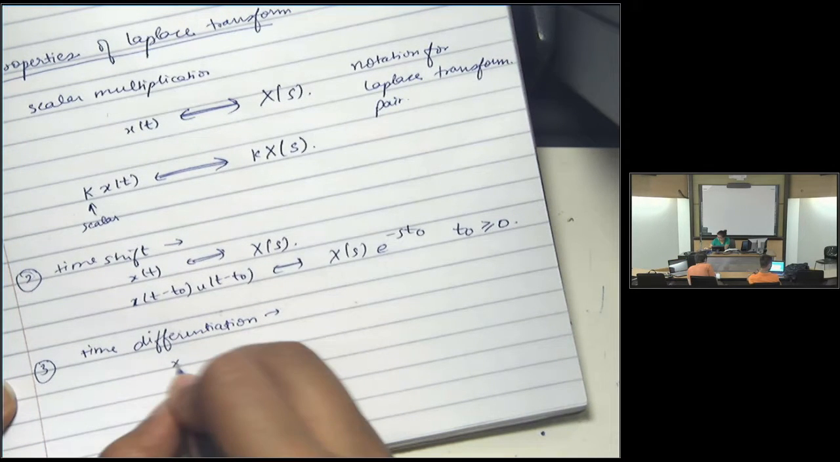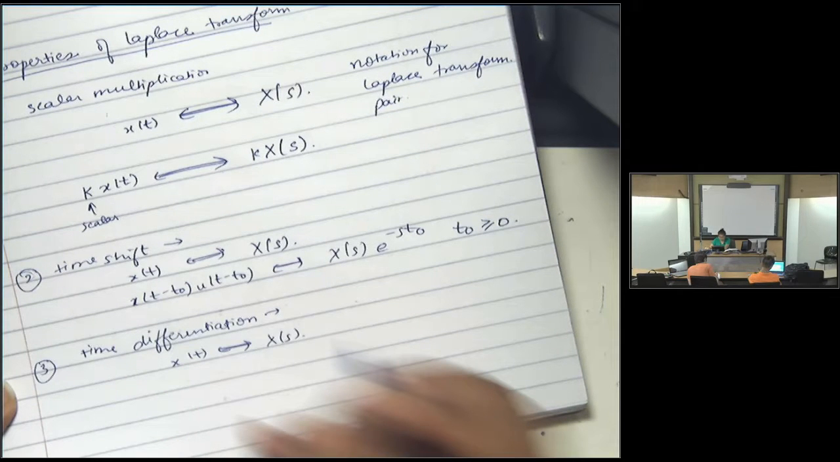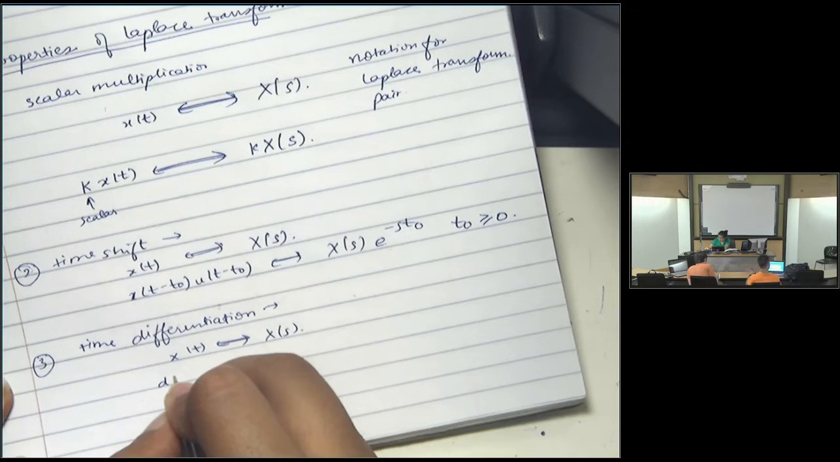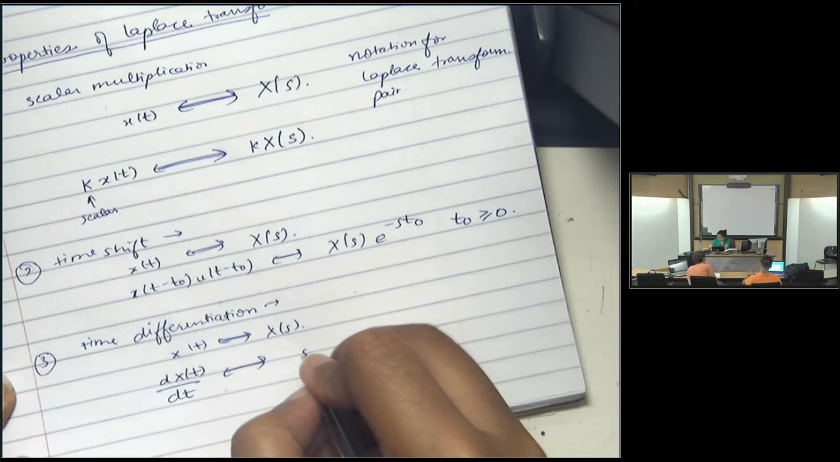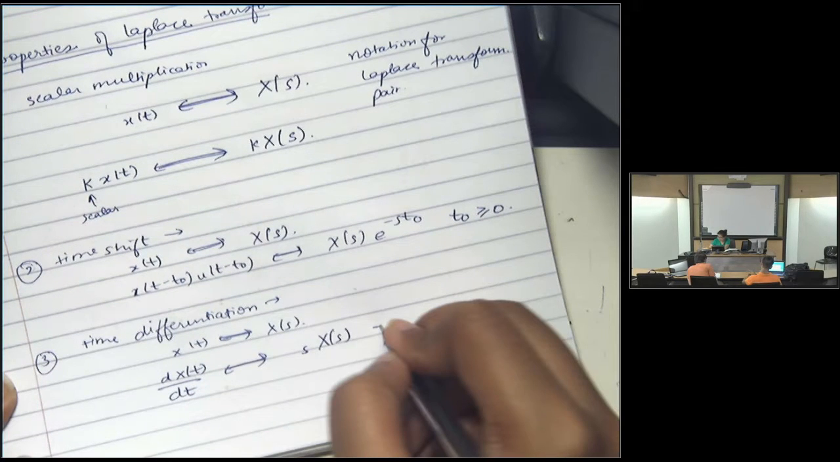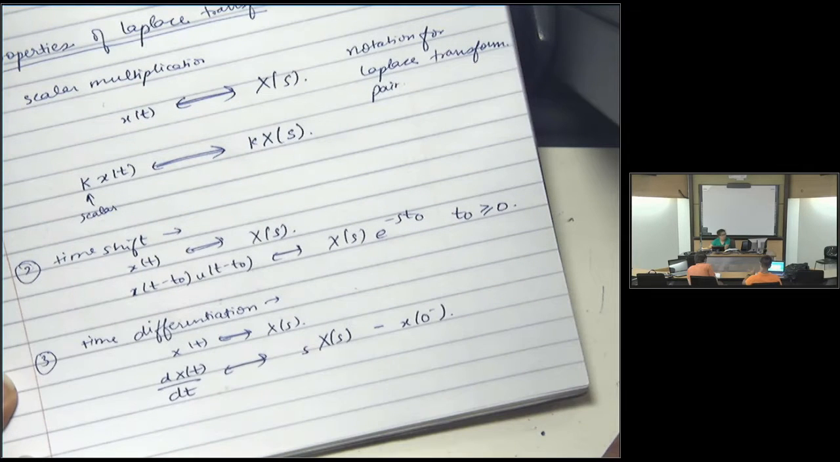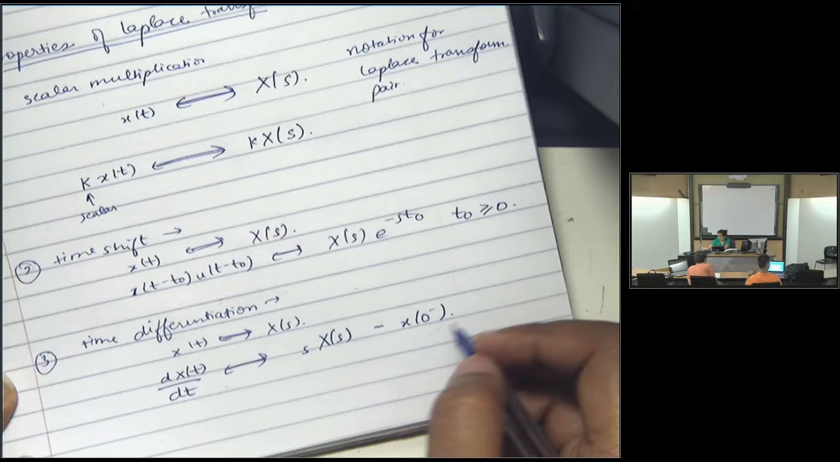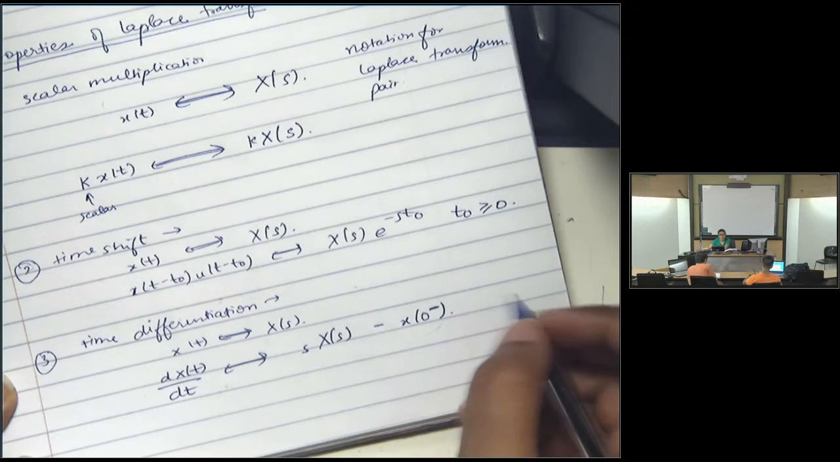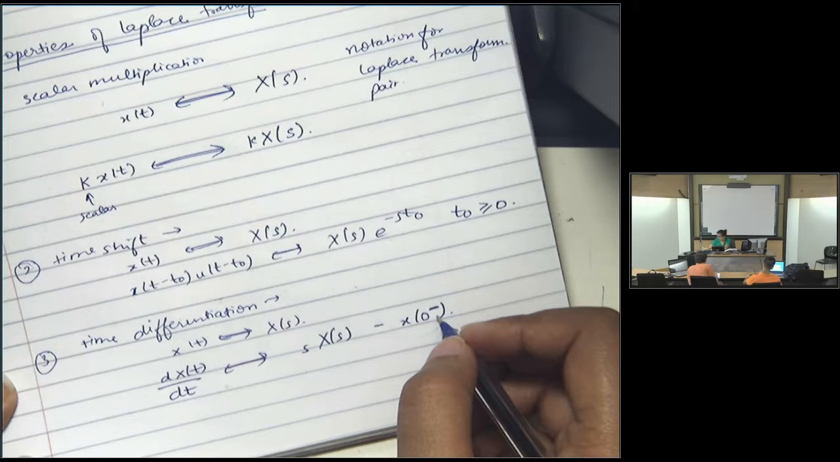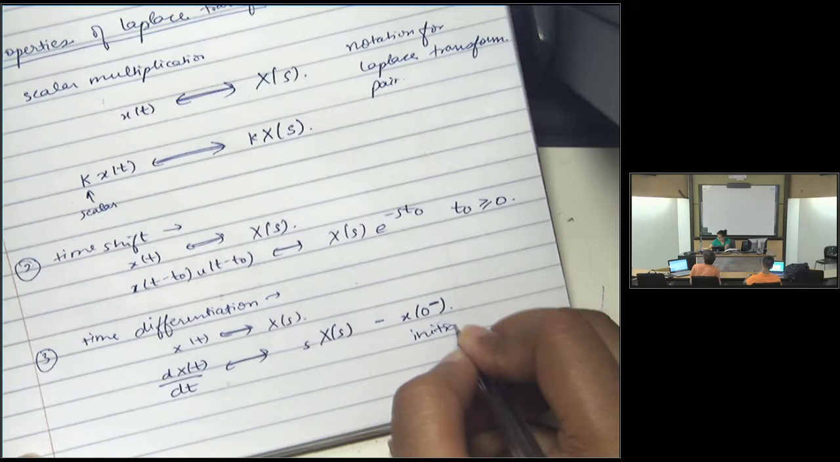If x of t again has a Laplace transform x of s, then what is the Laplace transform of the derivative of x of t? Your Laplace transform just gets multiplied with s, minus your initial condition. And this will be given to you. This is 0 minus. This is your initial condition, anything before 0.